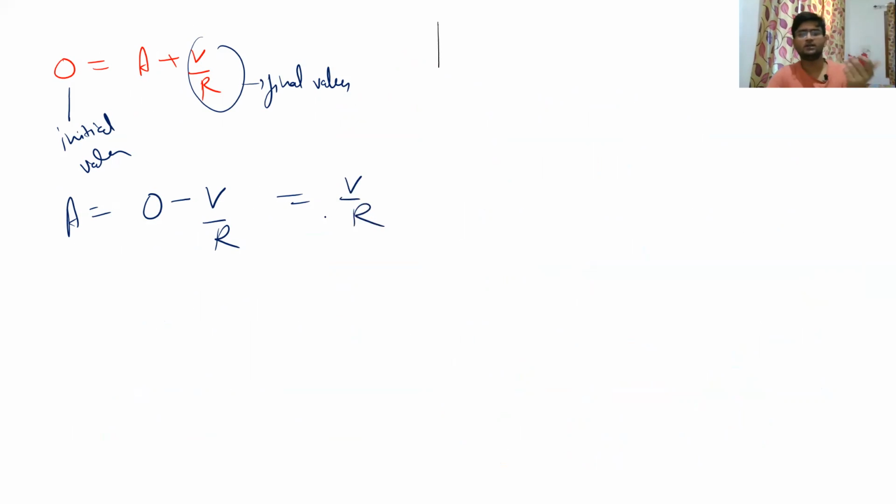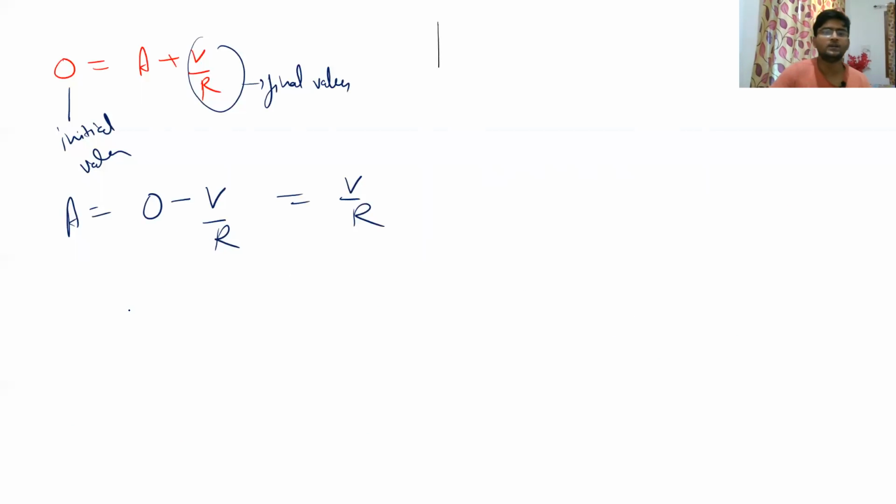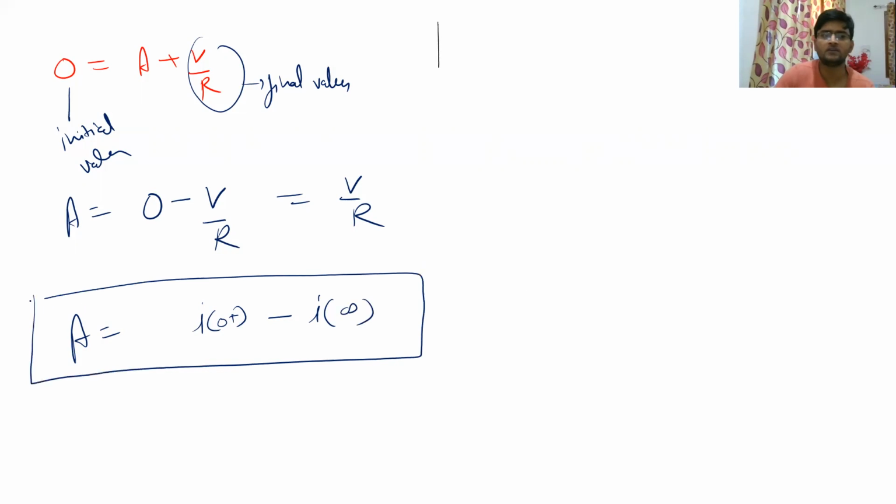So in general terms, you are going to get this similar type of equation all the time. So generally, you can write this constant A will be equal to initial value of current, which is I 0 plus, minus final value of current. So this is going to be your standard formula for calculating A, right?